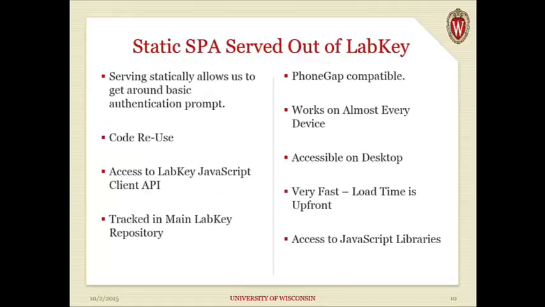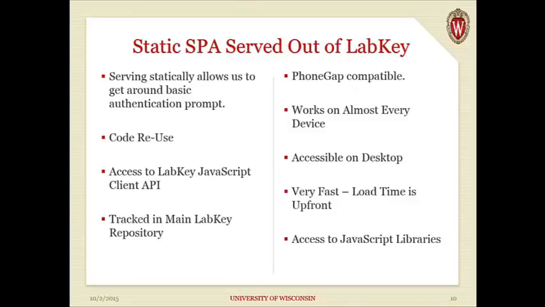So what we ended up going with was a static single-page app served out of LabKey. Because it's served out of LabKey and it's a web page, it gives us that code reuse again. We can write stuff for the mobile app and then use it in the desktop, or vice versa. It also gives us access to the LabKey client API, which means we can use things like labkey.query.selectRows, rather than having to interact with the HTTP interface, which is a little harder to work with. It's also tracked in the main LabKey repository, which is great for anybody here who might want to use it. It's available to anyone, and anyone else would be able to add to it if we wanted to.